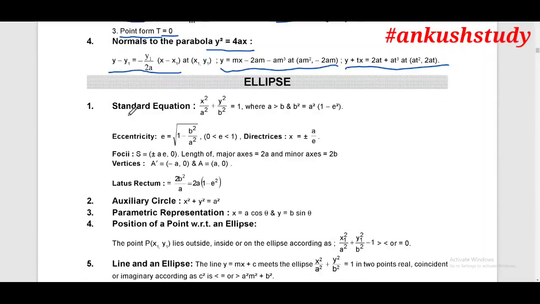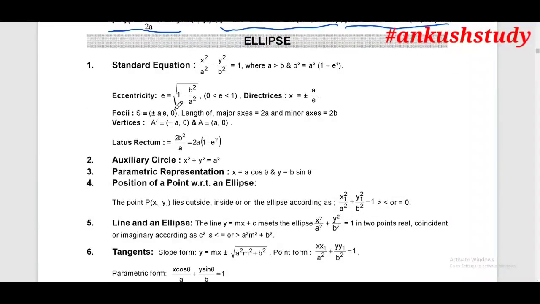So keep watching this video, as you will get all the basic formulas in this one video only, and it will help you a lot in the examinations. In the JEE examinations also, these chapters are important and have their own weightage. Okay, so let's move on to the next chapter, ellipse.